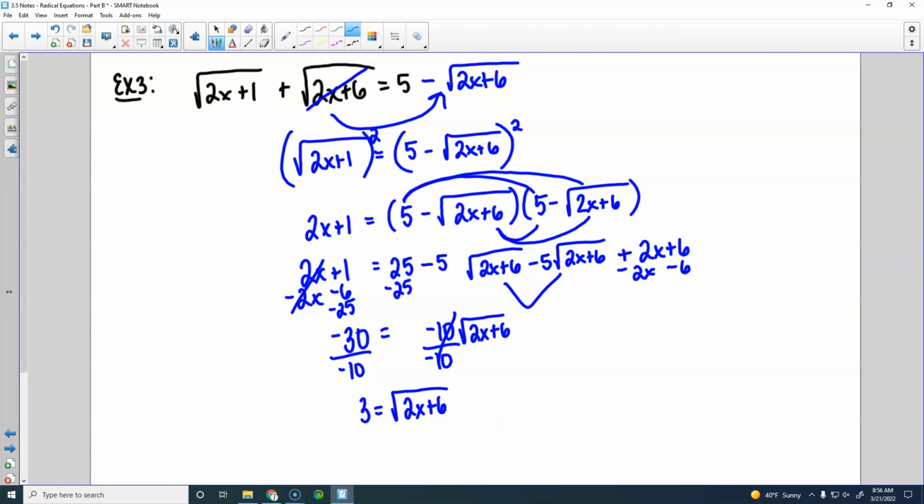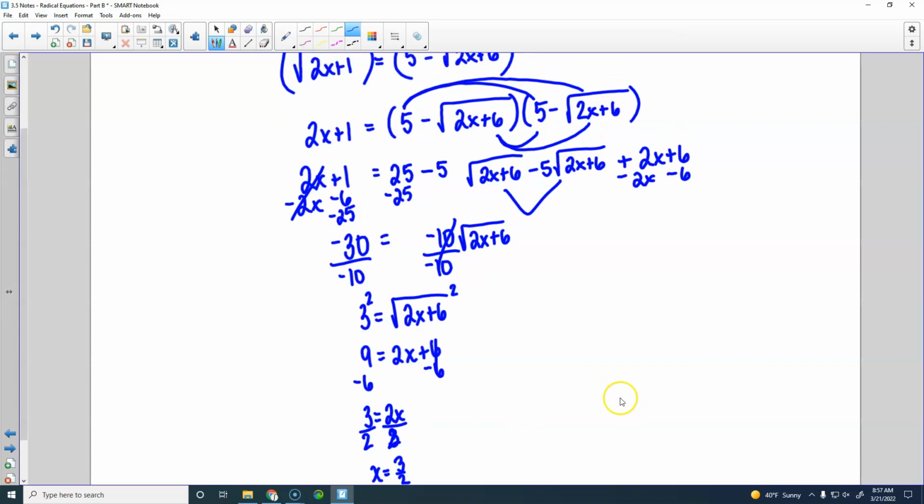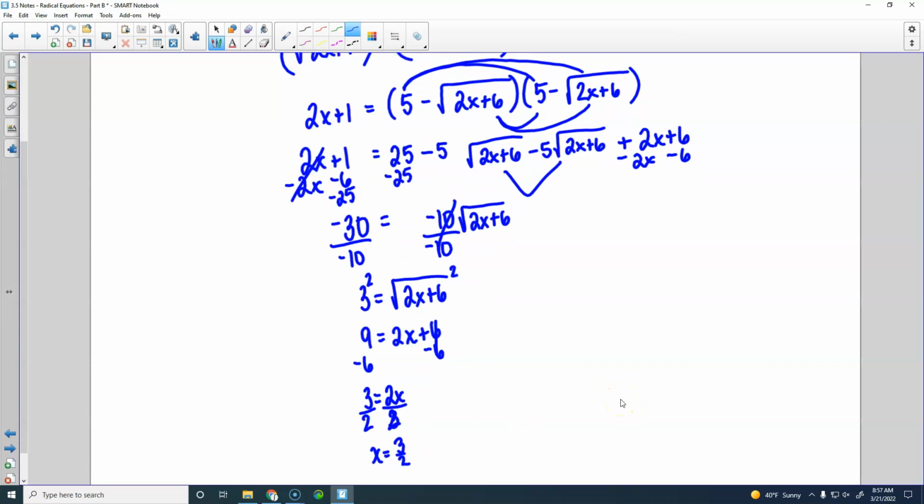And so at this point, we can square both sides. So we'll get 9 equals 2x plus 6. We will subtract that 6 and divide by our 2. So we should get 3 halves or 1.5 for our answer there.